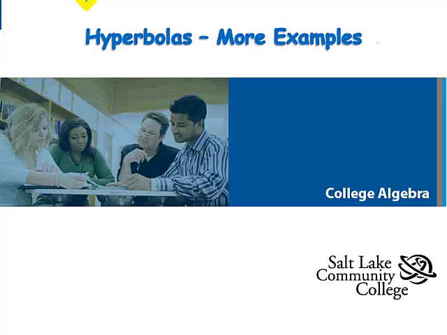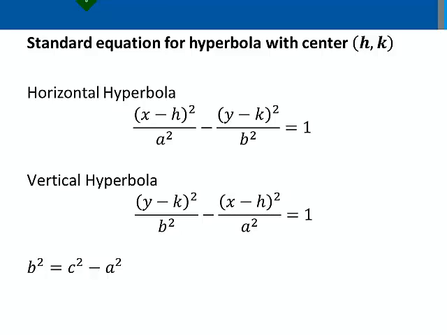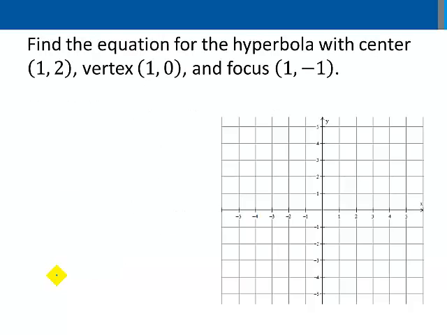In this lesson, we continue to solve problems involving hyperbolas. Recall the standard equation for a hyperbola with center (h, k). For horizontal hyperbolas, we have (x minus h) squared over a squared minus (y minus k) squared over b squared equals 1, and for vertical hyperbolas, (y minus k) squared over b squared minus (x minus h) squared over a squared equals 1. And for all hyperbolas, b squared is equal to c squared minus a squared.